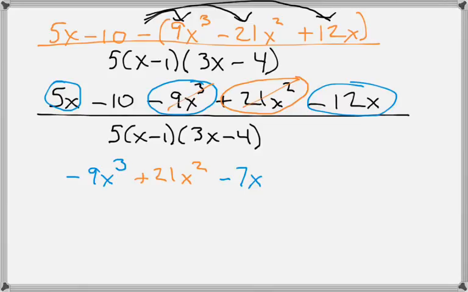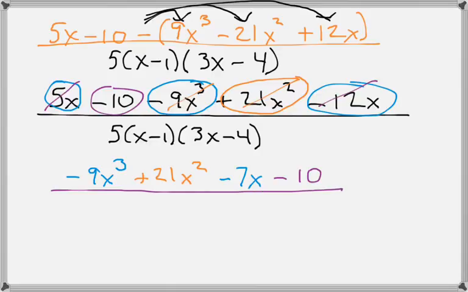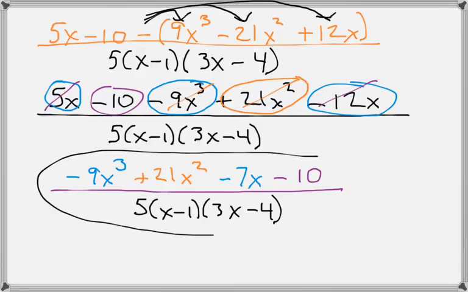And then I still have that minus 10 that needs to be accounted for. So minus 10. All of that is over our common denominator, the 5, x minus 1, 3x minus 4. And we've arrived at our final answer.